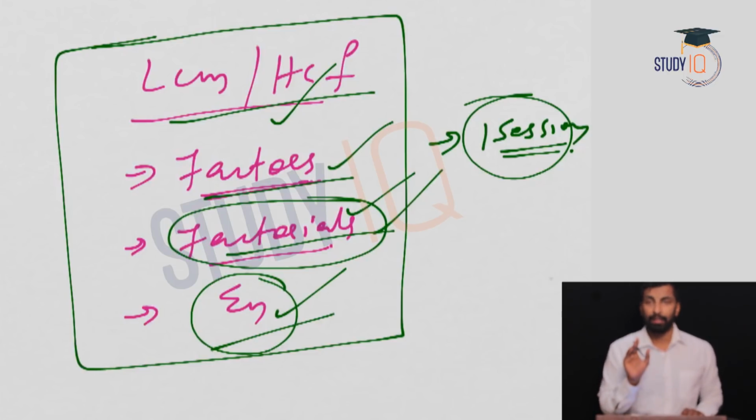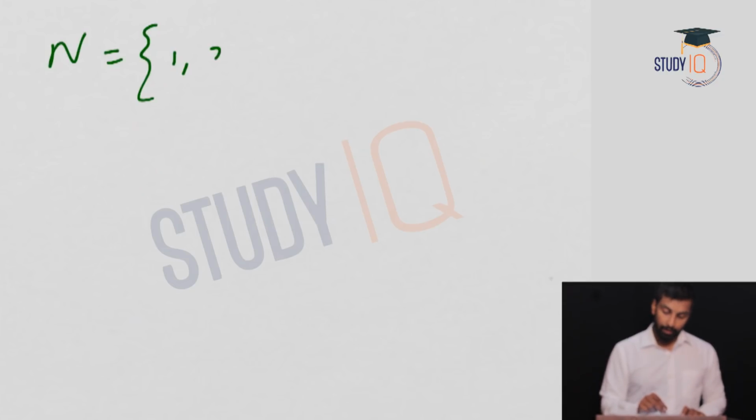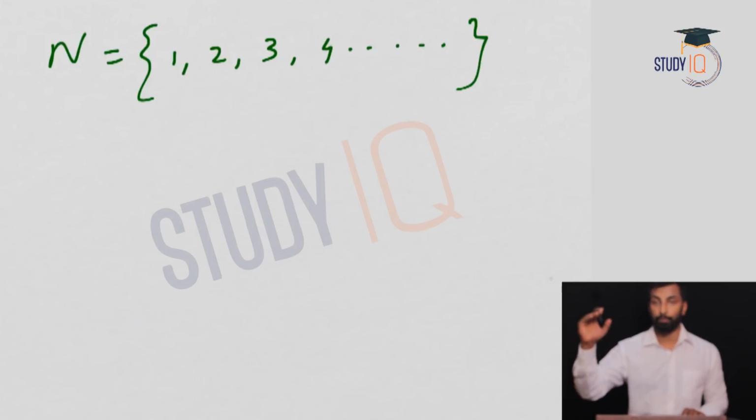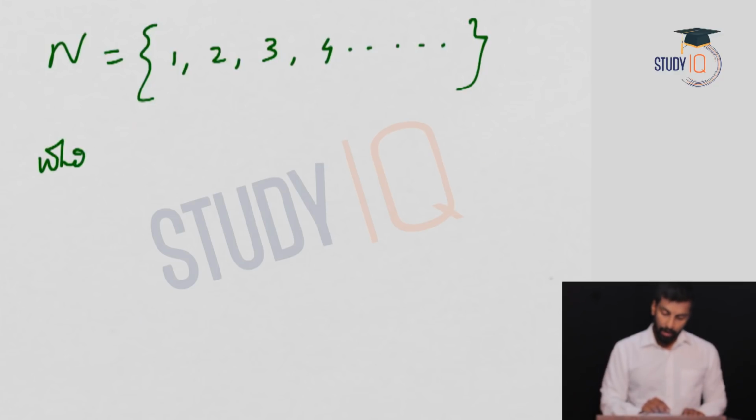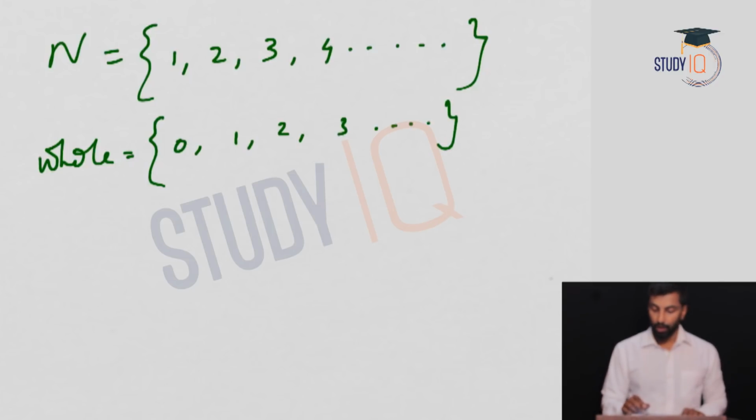So let's start off with the basics. Now let me give you a brief introduction about numbers and number system. What do you mean by natural numbers? Natural numbers are 1, 2, 3, 4, etc. Set of 1, 2, 3, 4, 5, 6 up to infinity, the positive numbers, right? Then when I say whole numbers, what are whole numbers? You add 0 to natural numbers, so 0, 1, 2, 3, etc. This is what whole numbers are.